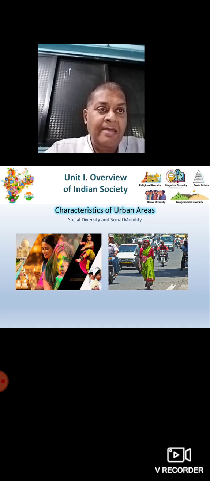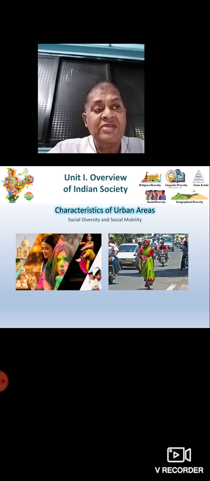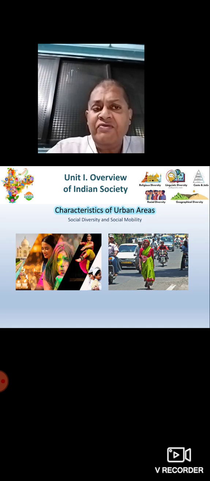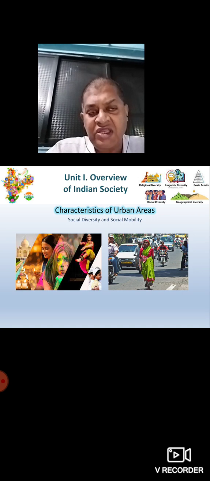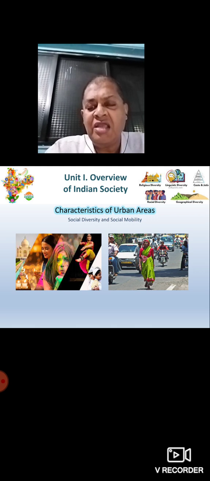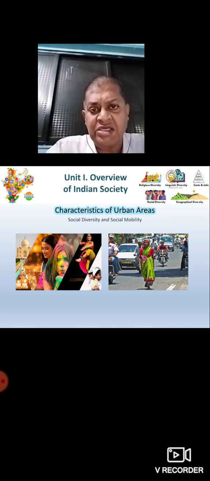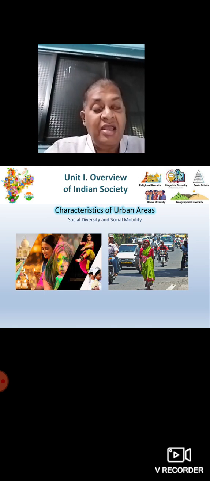Now, one of the good characteristics of urban areas is social diversity and social mobility. If one has to go out and have any grub, say for example, the famous vada pav, you want to go and have that, you wouldn't question the caste or the religion of the maker of that vada pav. You would simply have it because you're hungry. You go out there, you take it from a stall and eat it up. So there is a lot of social diversity. No one's bothered about the caste system as such when it comes to urban areas, and there is social mobility.